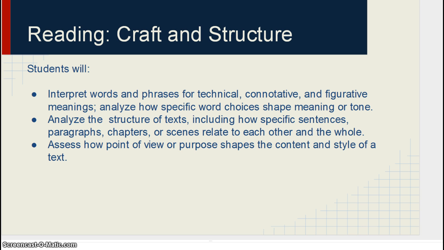And students will assess how point of view or purpose shapes the content and style of a text. Please pause the screencast at this time and answer the corresponding questions.